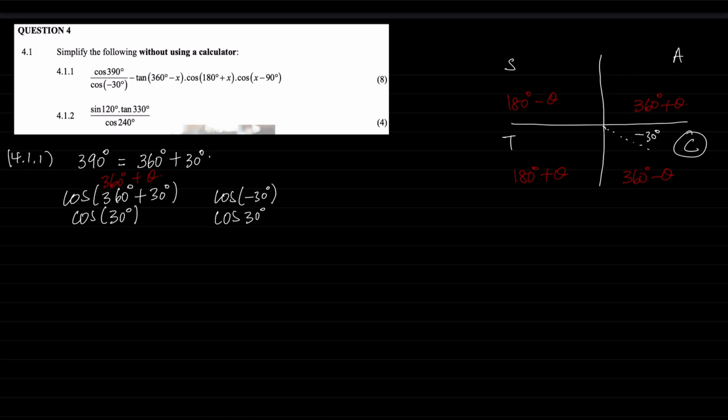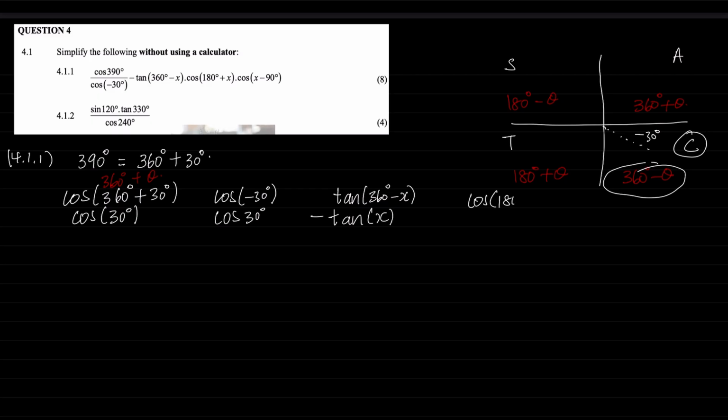So tan of 360 minus x, let's write that out. So tan 360 minus x. 360 minus x is a fourth quadrant, and tan is negative, so that will reduce to minus tan of x. We then have cos of 180 plus x.